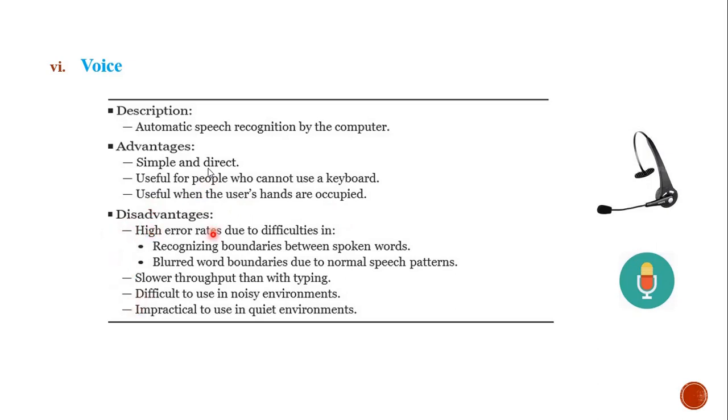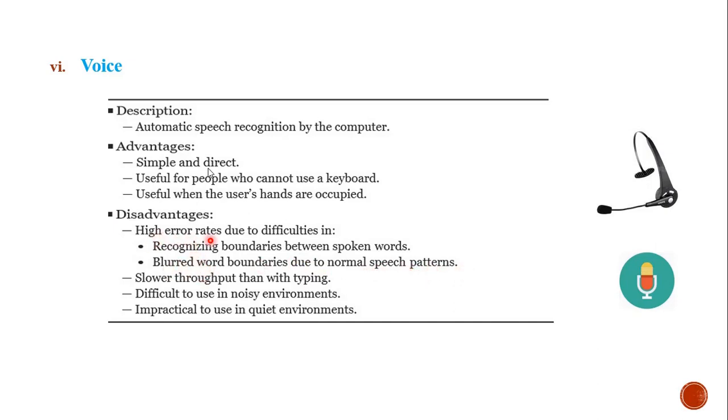Disadvantages are high error rates due to difficulties in recognizing boundaries between spoken words. So when you are speaking with the system, you should be very clear with your spoken words. Or else your system may recognize it as a different word. So there will be certain boundaries for recognizing this kind of spoken words. Blurred word boundaries are due to normal speech patterns.